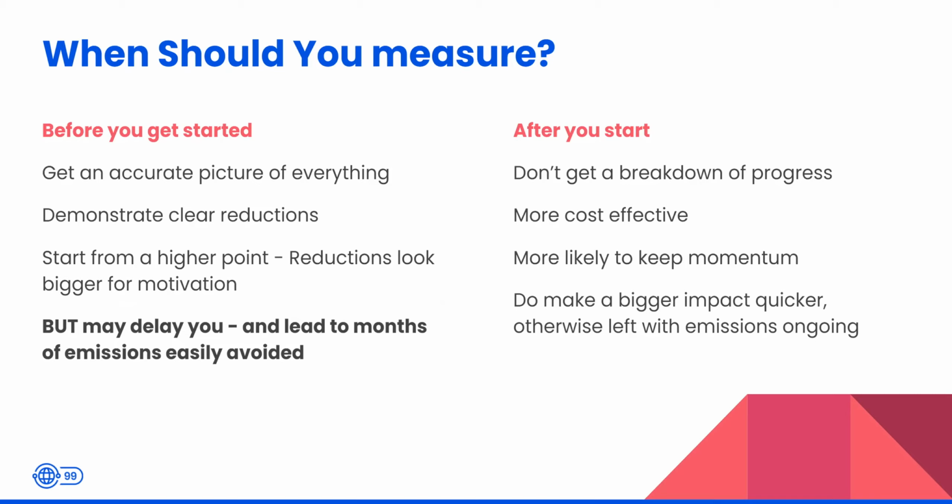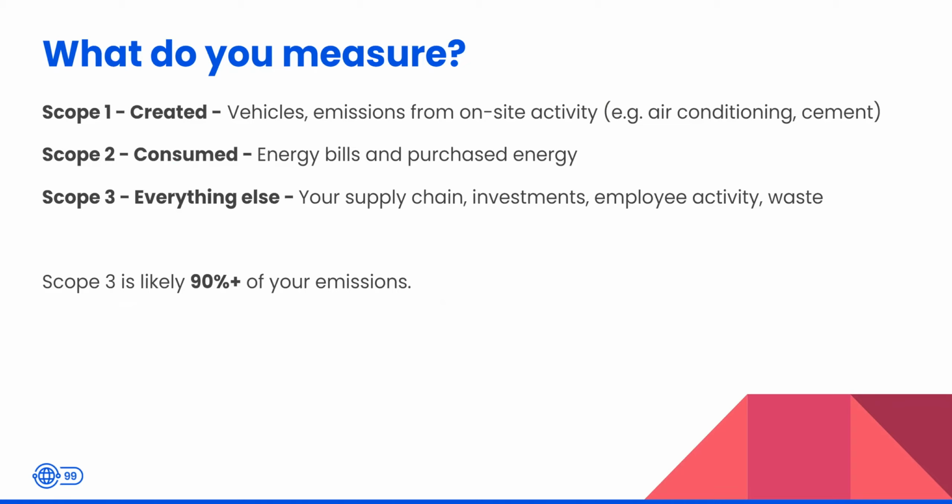So you've got scope 1, which is your created emissions, anything from the vehicles you're driving, any on-site activity. So if you've got air conditioning that's leaking, or you're making cement, or you're driving a lot of vehicles. You've got scope 2, your consumed emissions, which are energy bills and purchased energy. So that's basically your energy bills. And then you've got scope 3, which is everything else.